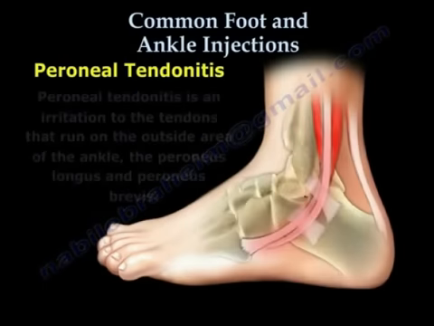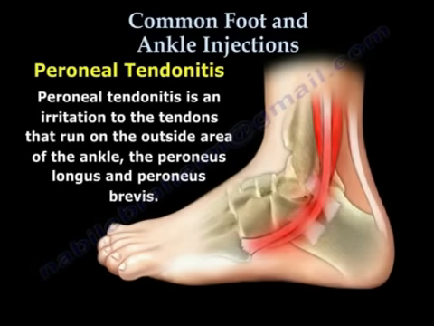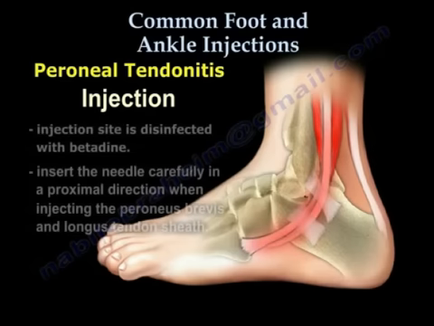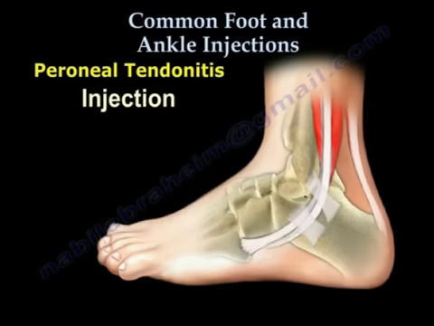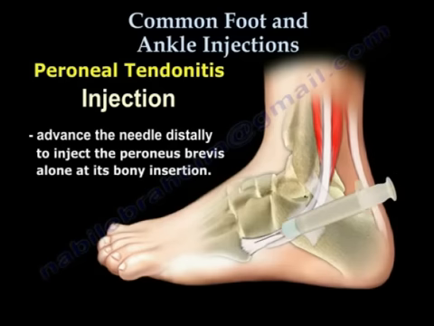Peroneal tendonitis is an irritation of the tendons that run on the outside area of the ankle, the peroneus longus and peroneus brevis. Use the betadine, then insert the needle carefully in a proximal direction when injecting the peroneus brevis and peroneus longus tendon sheath. Advance the needle distally to inject the peroneus brevis at its bony insertion.